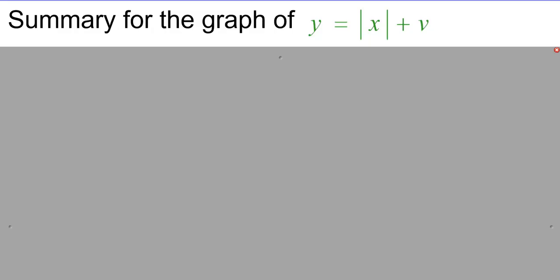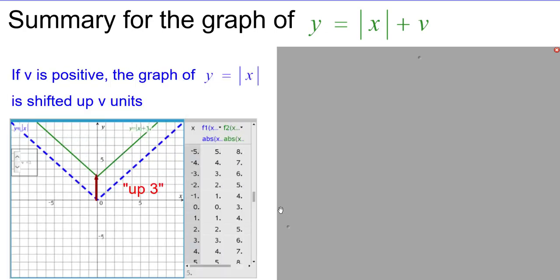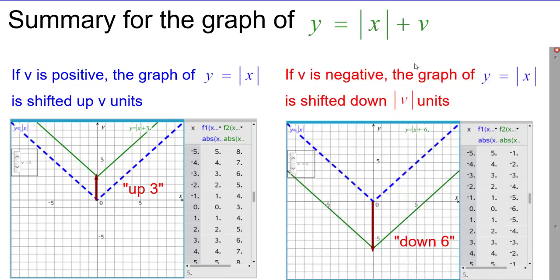So the summary for this, for y equals absolute value of x plus some constant v. If v is positive, then the whole graph of y equals absolute value of x is shifted up v units, in this case 3. You can also see it in the table, shifted up 3. And if v is negative, the graph of y equals absolute value of x is shifted down the absolute value of that number of units. So in this case, if it's negative 6, this is shifted down 6 units here.